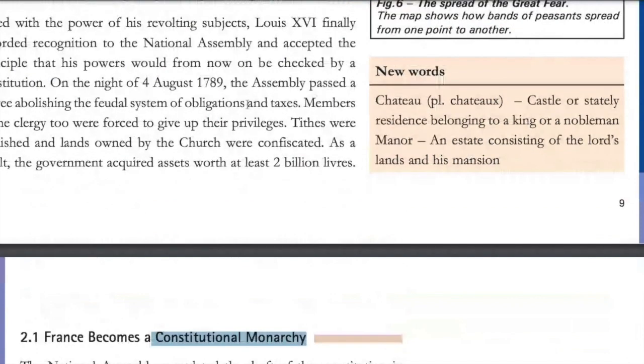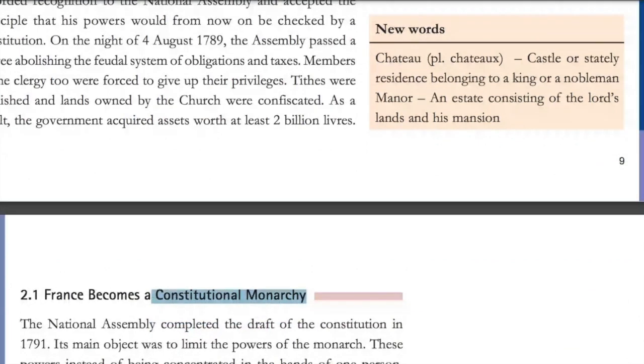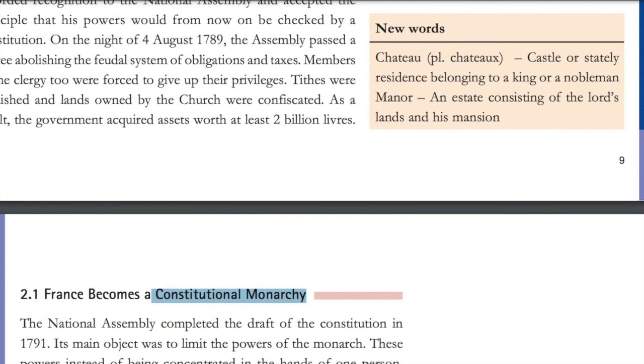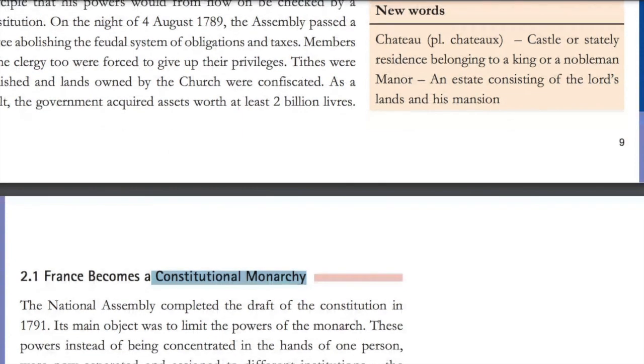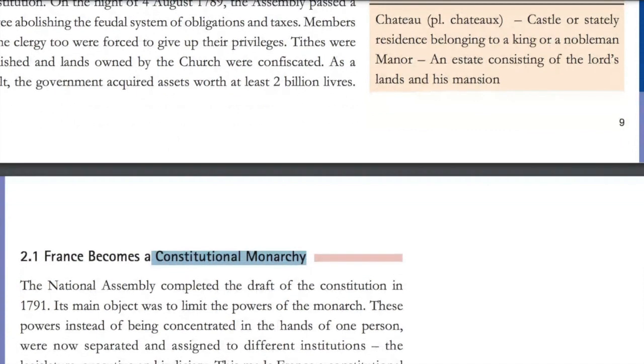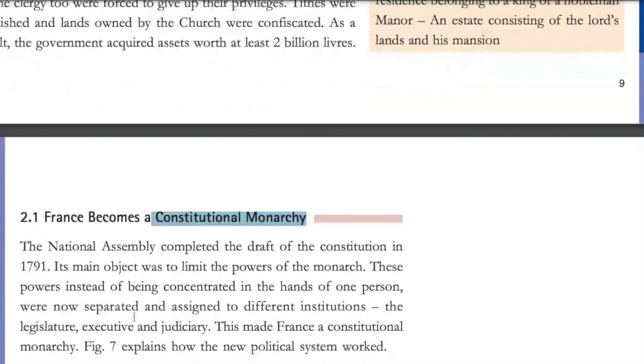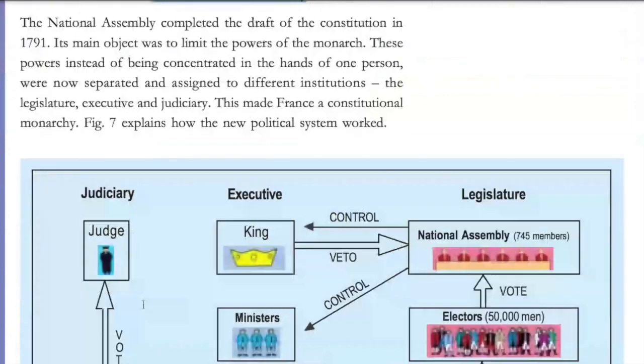So what happened? Can you see here? In 1789, the National Assembly abolished the feudal system, but it still took them 2 more years to make the constitution. In 1791, the National Assembly completed drafting the constitution for France. Its main objective was to limit the powers of the monarch. The powers, instead of being concentrated in the hands of one person, were now separated and assigned to different institutions: the legislature, executive, and judiciary. This made France a constitutional monarchy.